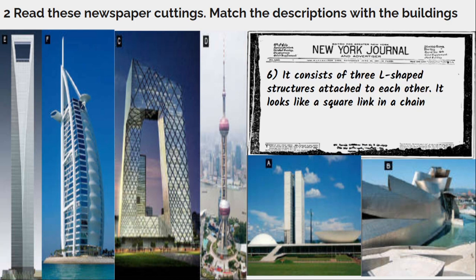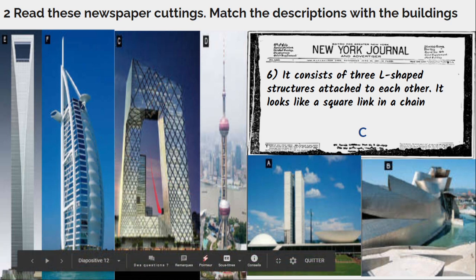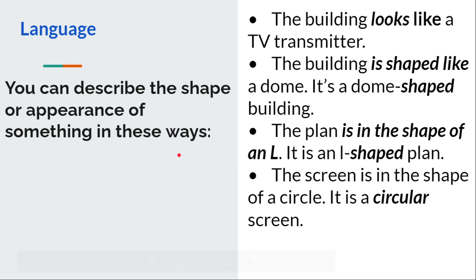The last one. So this building consists of 3 L-shaped structures attached to each other. It looks like a square link in a chain, and obviously we are talking about picture C. Language. So you can describe the shape or appearance of something in these ways.